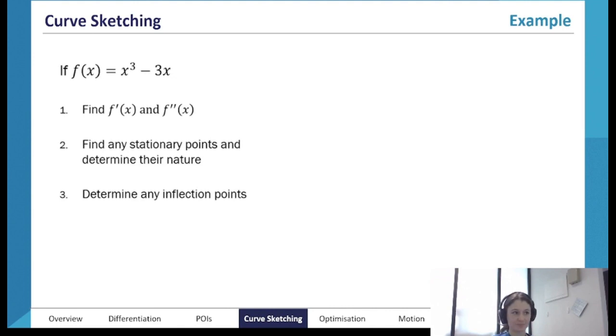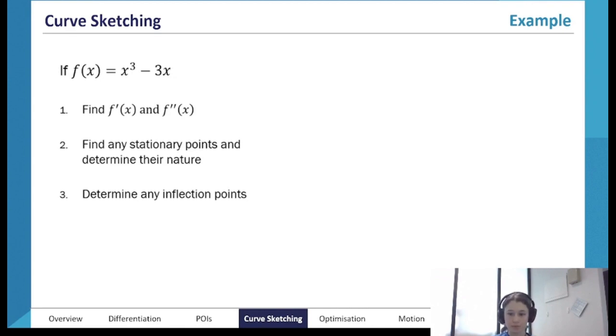Okay, so now we are going to get onto an example of curve sketching. In this example, we need to find the first derivative and the second derivative. We then need to find any stationary points and determine the nature of those stationary points. And then we need to determine any inflection points. So this is kind of like a culmination of all the content that we've been doing so far in the lecture.